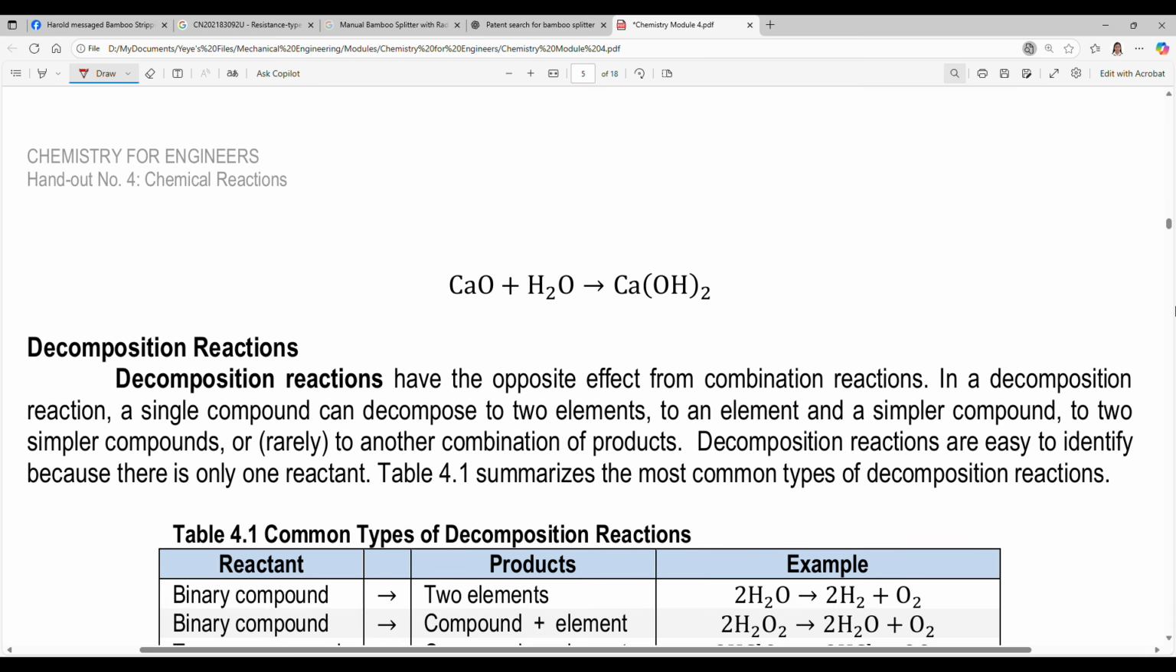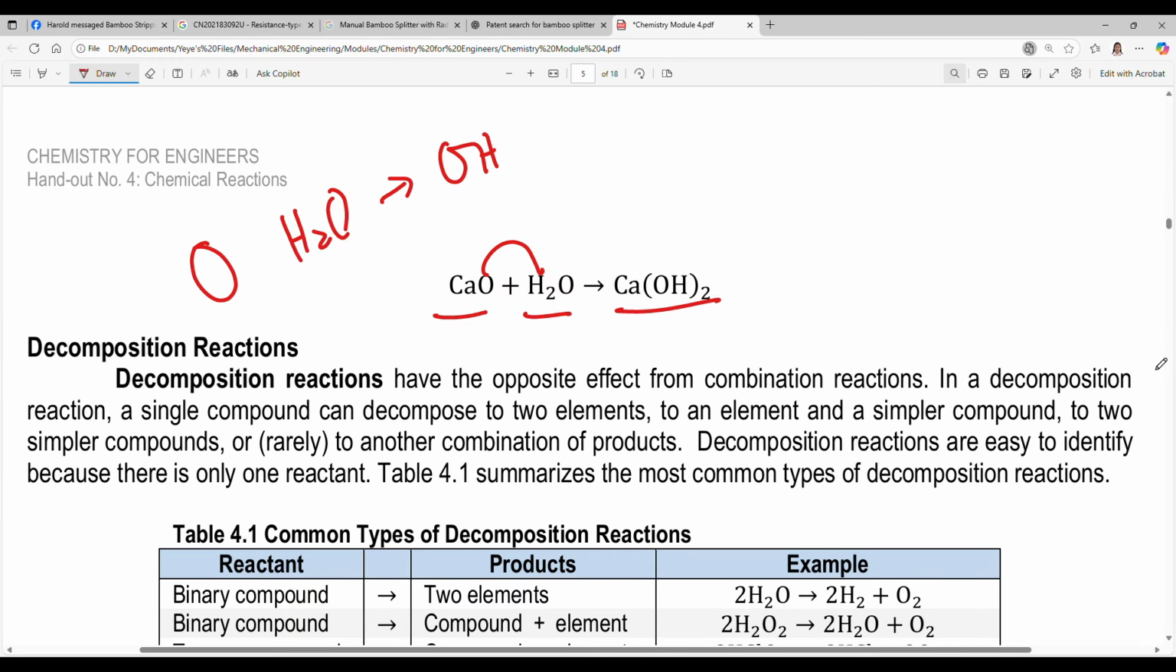Or, for this example, we have calcium oxide plus water, which will yield calcium hydroxide. So remember this: if the oxygen compound reacts with water, what will form is a hydroxide. Remember that. Okay, that is for the combination reaction.